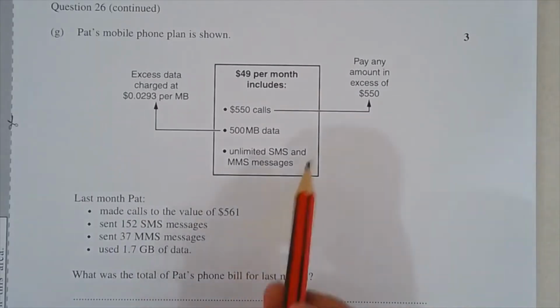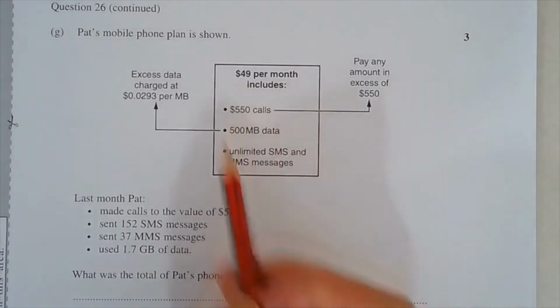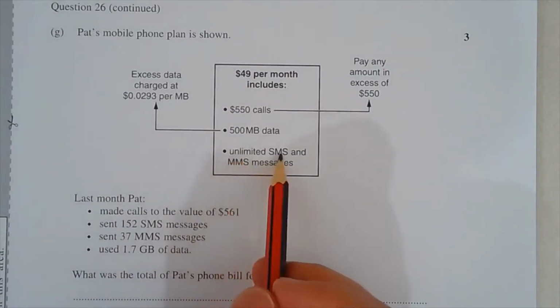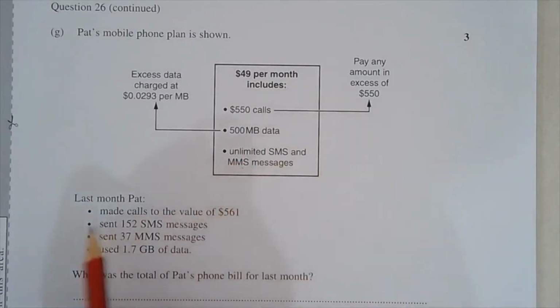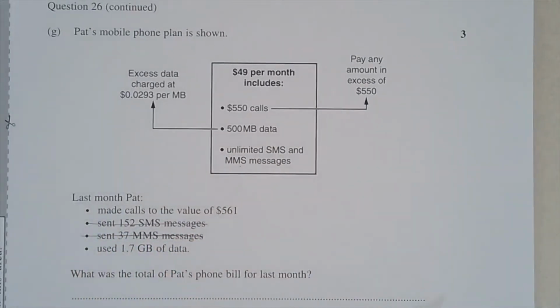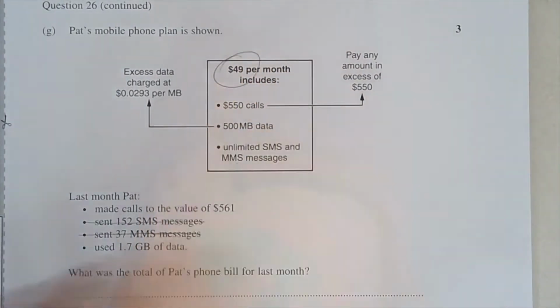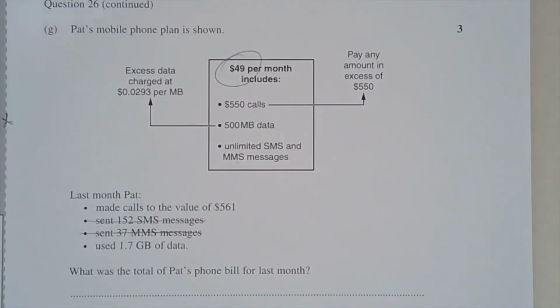So I think the first thing to note, looking at the bill, is that Pat doesn't get charged for SMS or MMS messages. So really, we can just ignore these two lines. It's really just the phone calls. In fact, we've got the monthly fee there to add as well, the base fee for the mobile phone plan. So it's $49 per month, but we need to add on a little bit extra here.